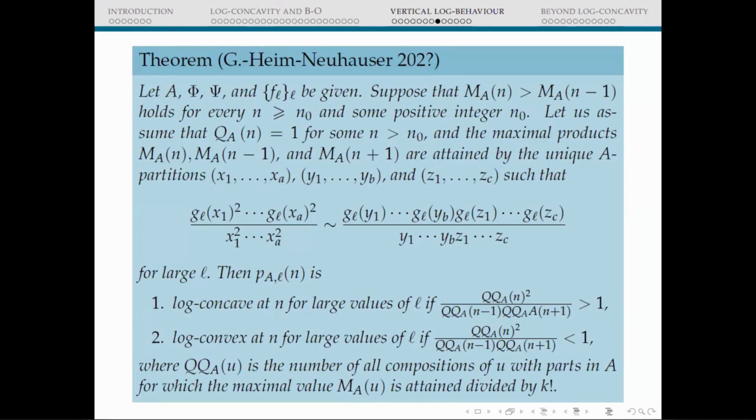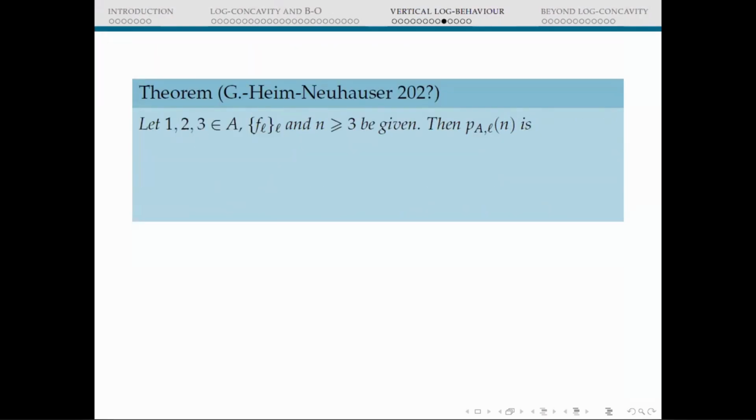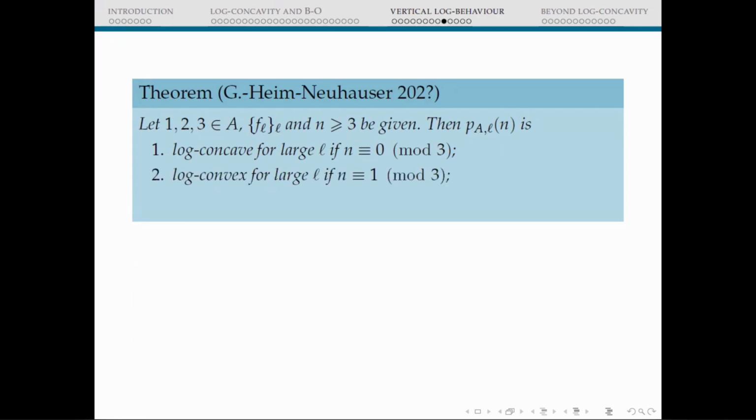So what follows from this theorem? The first one is that if we assume that A is a set such that 1, 2, and 3 belong to A, then it is log-concave for all L if n is 0 mod 3. It is log-convex for n if n is 1 mod 3.